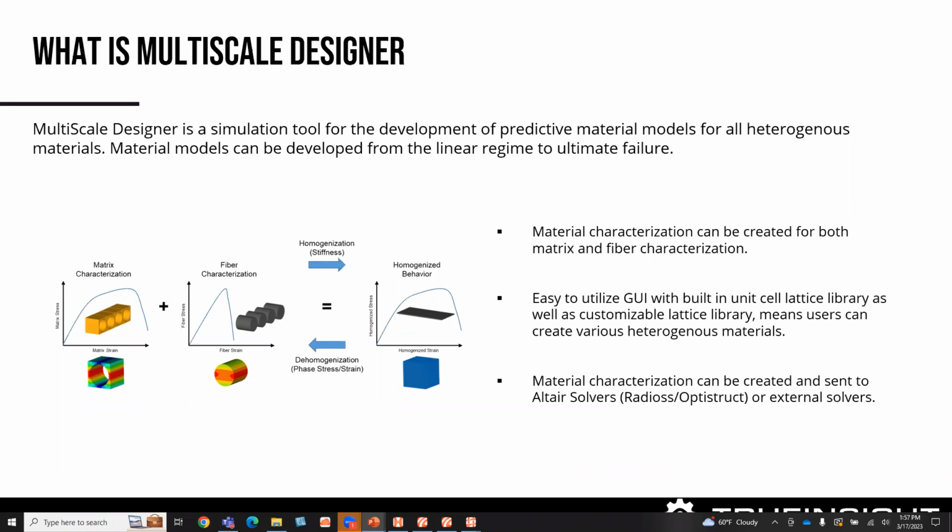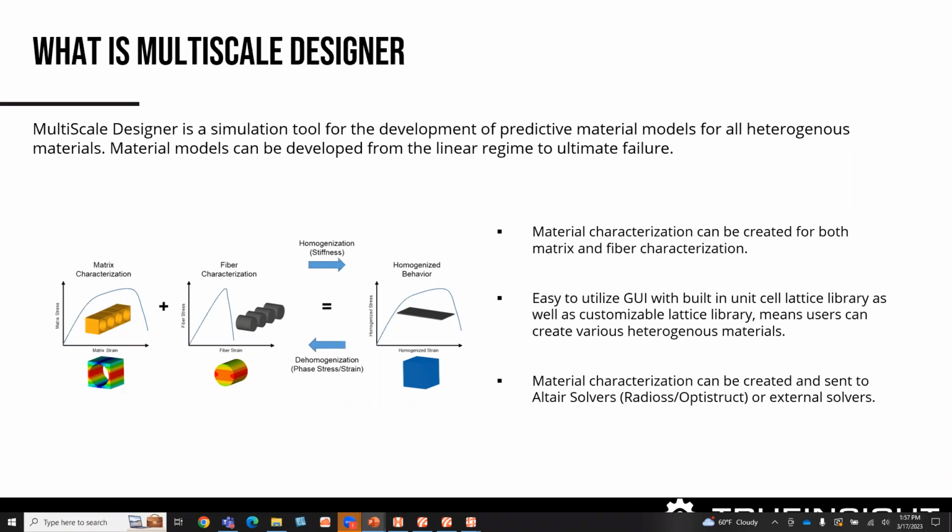Specifically, what Multiscale Designer does is it can actually characterize the fiber and the matrix, which we'll talk about why this is so important in the next slide. So really, in a nutshell, Multiscale Designer is creating a more accurate material model. It can build whatever kind of lattice or material card you want, so it pretty much runs the gamut in terms of infinite possibilities in terms of setup.